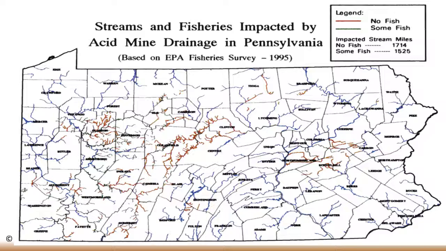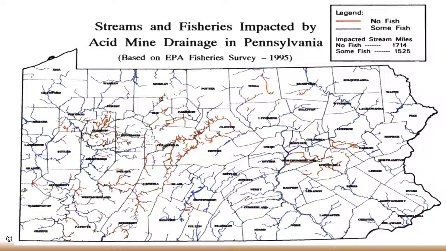If you look at the map on your screen, this depicts those areas across Pennsylvania that have been impacted by acid mine drainage. The streams that are colored in red have no fish present in them because the pH level has been decreased by acid mine drainage and no fish can live there. The streams in a darkish green color have some fish in them, but there is acid mine drainage impact. Overall, the miles of streams with no fish are 1,714, with some fish 1,525 stream miles. This indicates that more than 3,200 stream miles have been impacted in Pennsylvania by acid mine drainage.